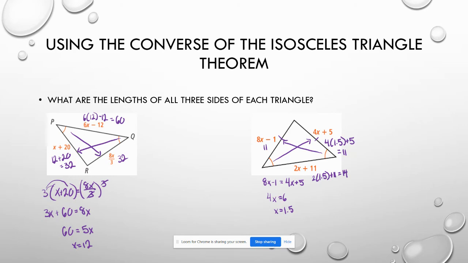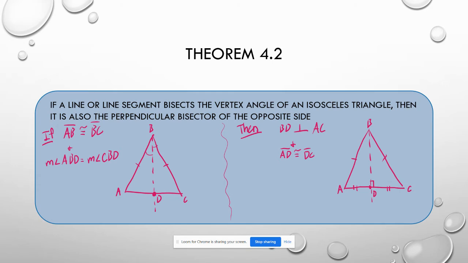Before we end today, I have one more theorem for you. This is theorem 4.2. We're going to read through this. There's a lot of really math, geometry type words, and then we're going to break it down. Our theorem states that if a line or line segment bisects the vertex angle of an isosceles triangle, then it is also the perpendicular bisector of the opposite side. Whoa, that was a lot.